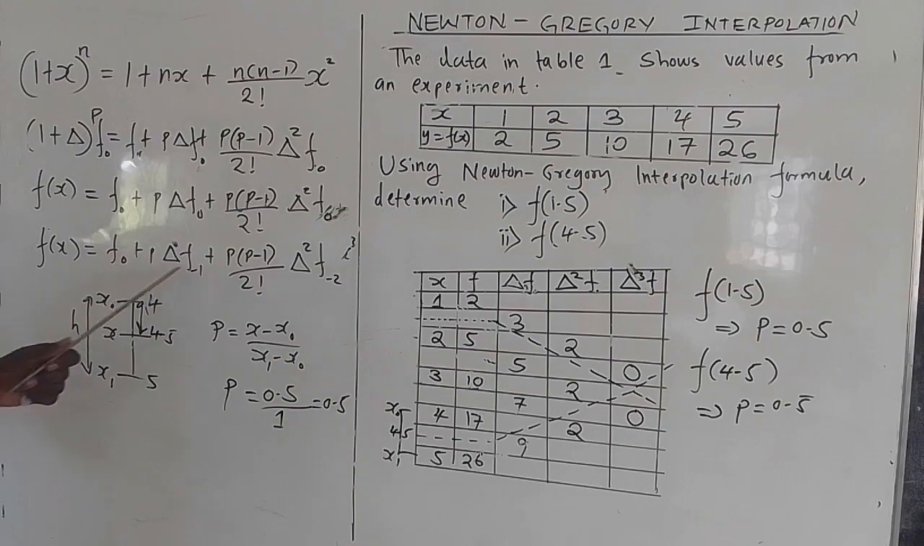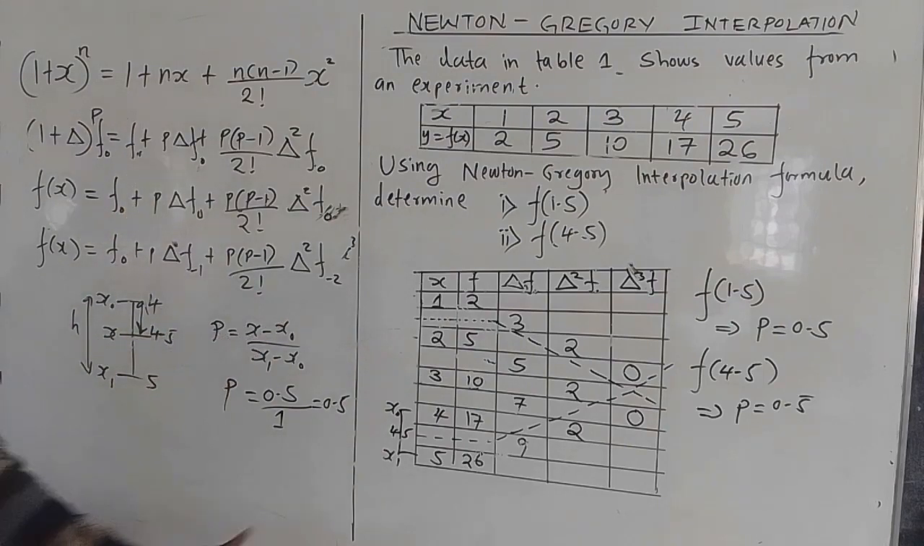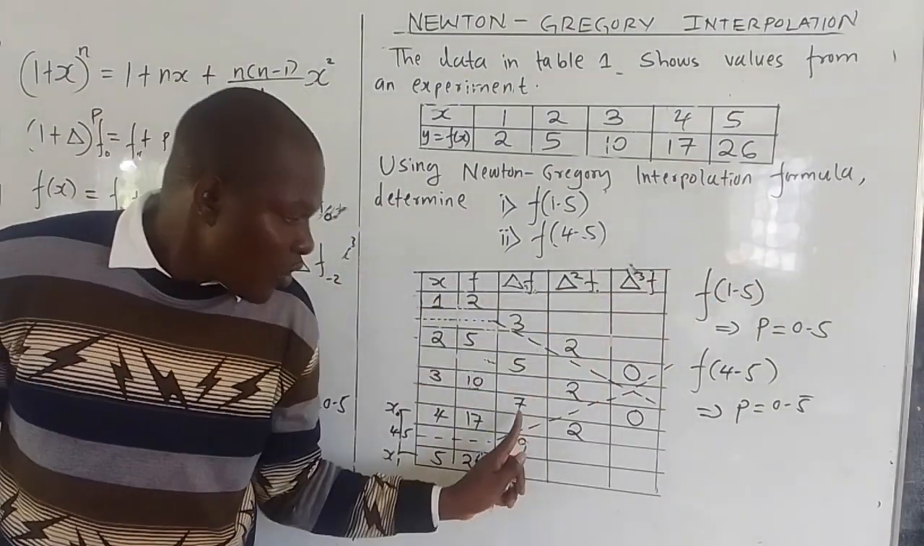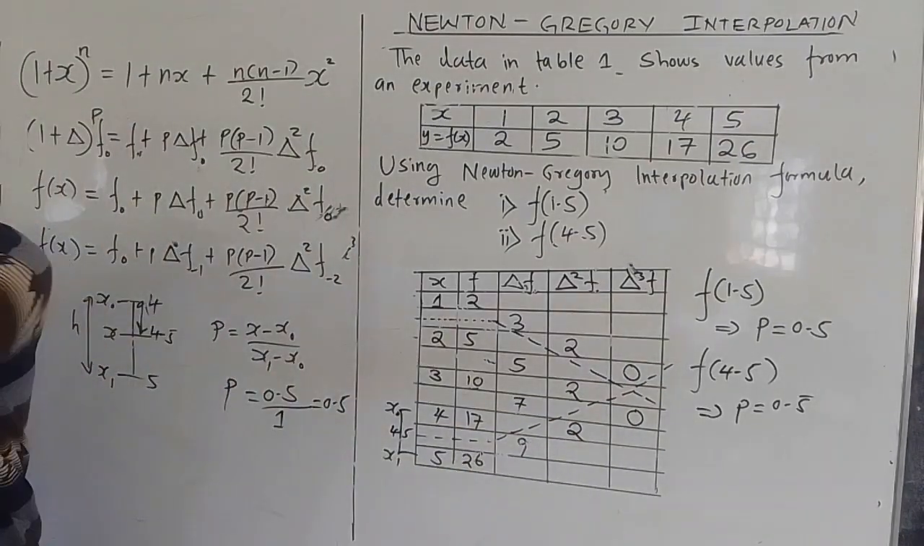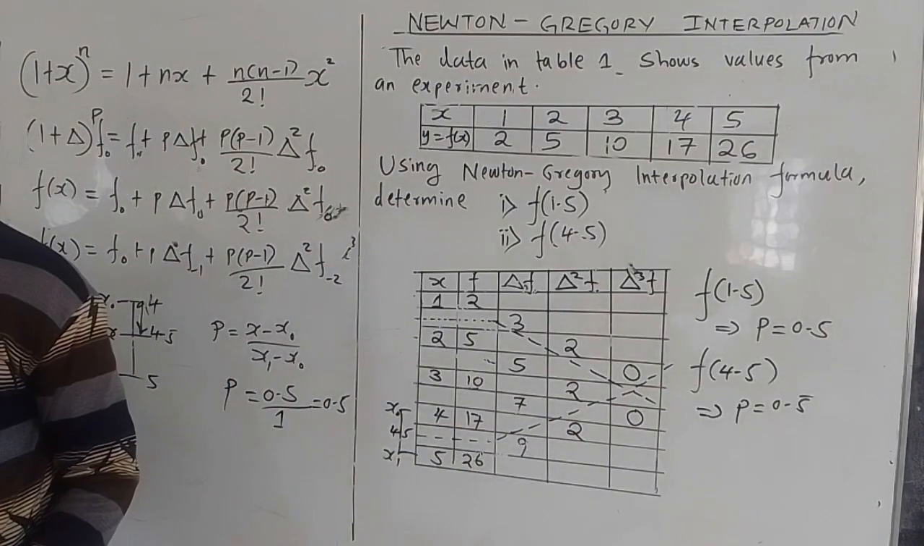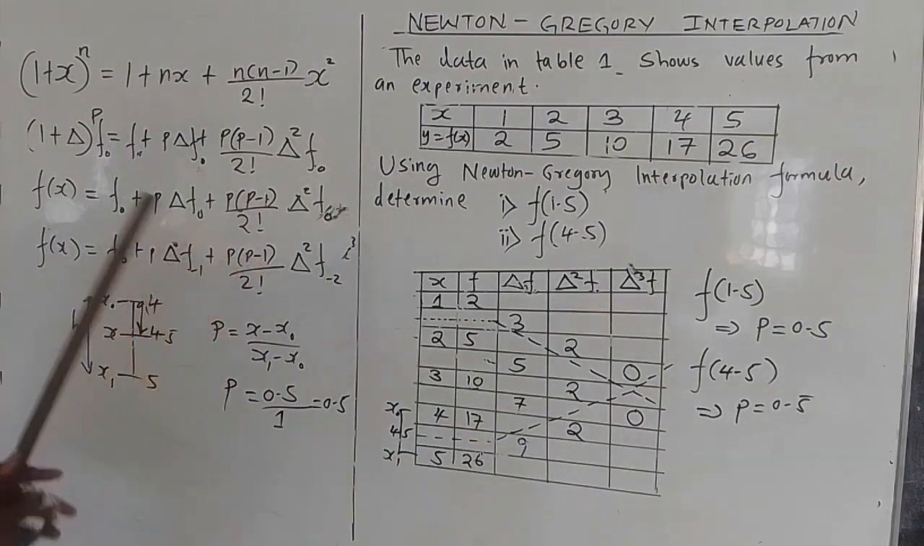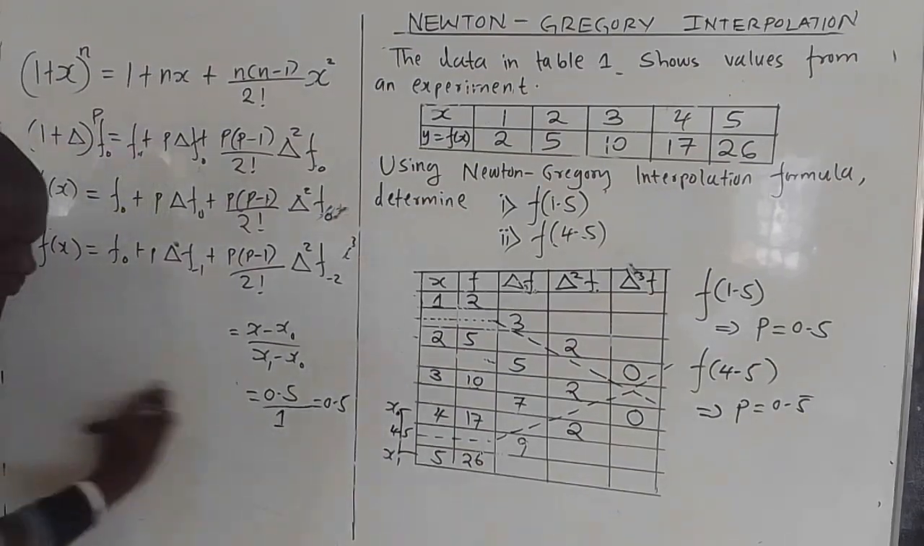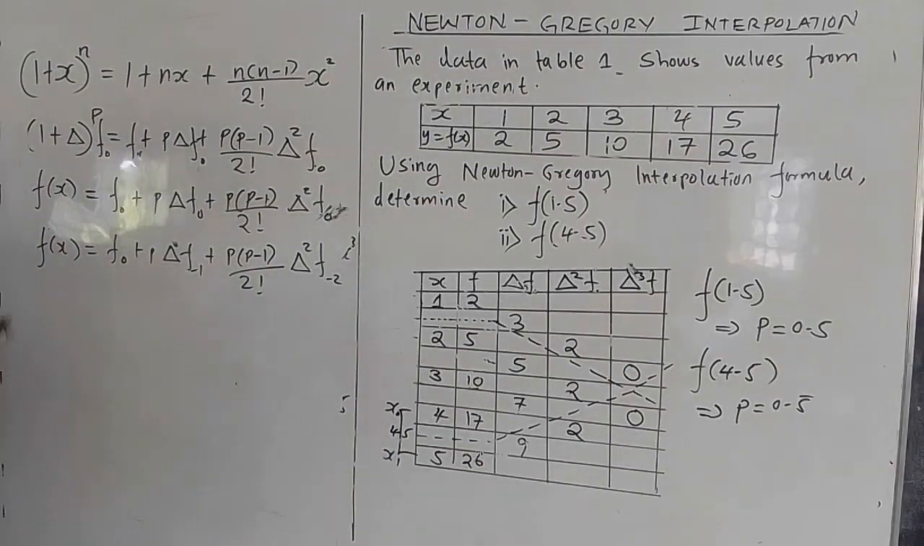Then all this, your f naught, f negative 1, f negative 2, those are our backward values, and we already have them there, with the line showing us which values we are taking, isn't it? Are we together? Good. So come back, having found p, now get f of 4.5.